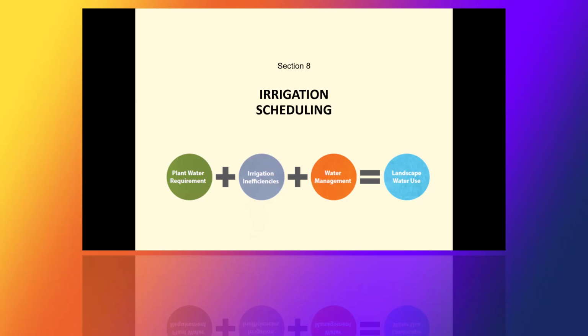All right, Section 8, irrigation scheduling. Now, this section you're going to have to pay close attention to because it does have a lot of math in it. It's not super complex math, but it will take you some time to get familiar with the concepts and then walk through the steps one by one. We'll go over all these steps, and I'll reiterate the concepts a number of times as we go through it.